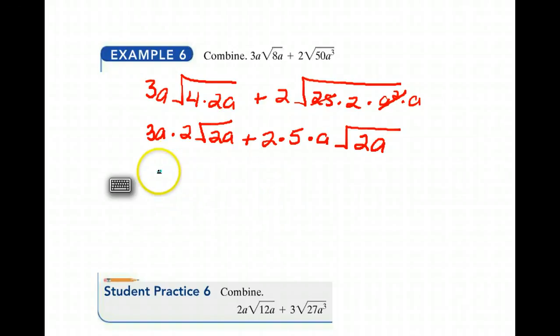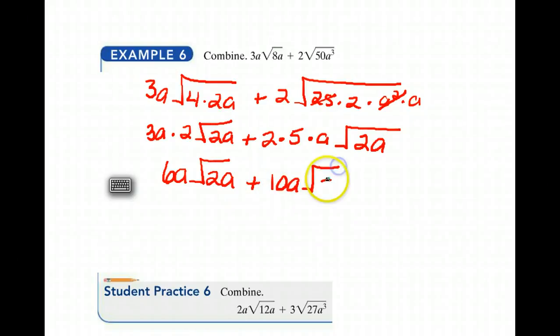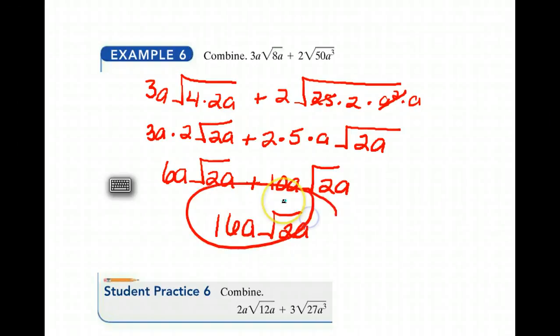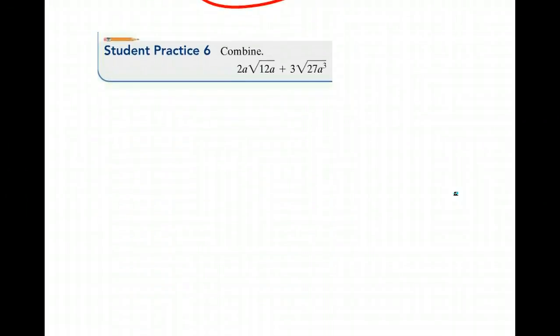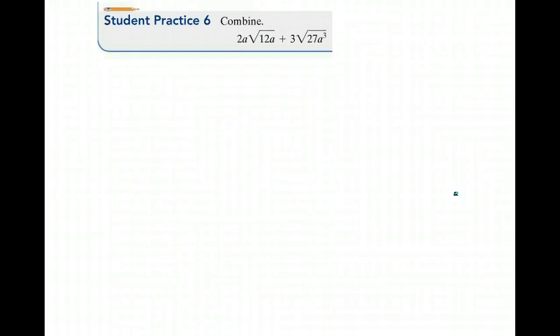It's up to you. Now we can start to multiply those coefficients back together to simplify. We have 6a root 2a plus 10a root 2a. And adding for our last step, we have 16a root 2a. And there's our final answer. This last example for today, I would like you to go ahead and do on your own. Pause the recording. As soon as you're ready, please play it and we will review the answer together.